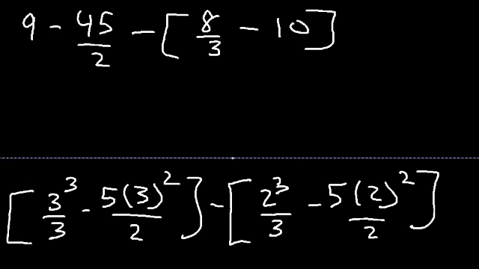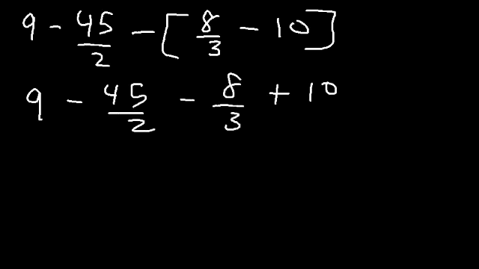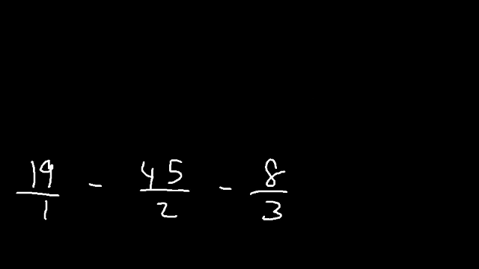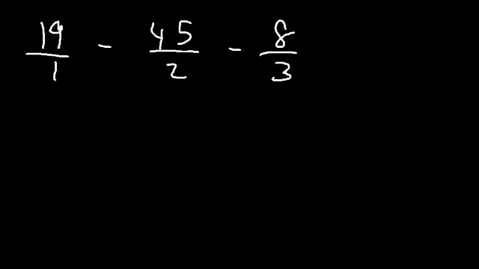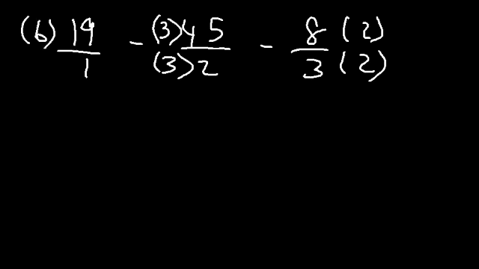So this is what we now have. Now let's go ahead and distribute the negative sign. Now we can add 9 and 10. That's going to be 19. So we have 3 terms with different denominators. To combine them, we need to get common denominators. The common denominator of 1, 2, and 3 is 6. So let's multiply this by 2, this one by 3, and this one by 6.